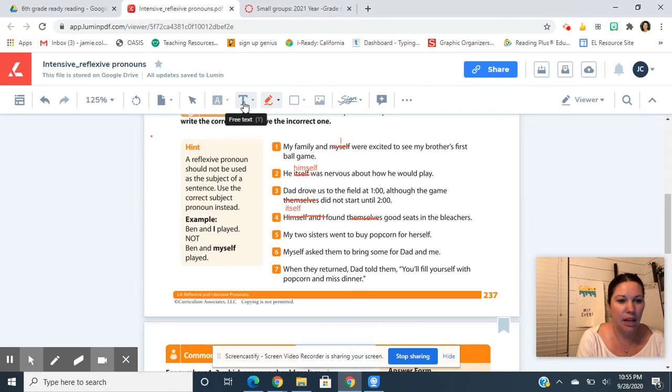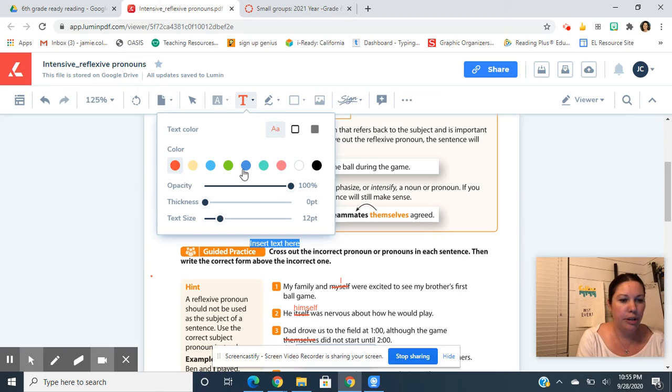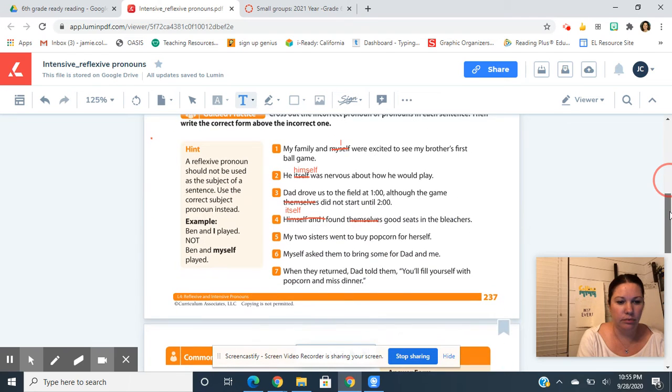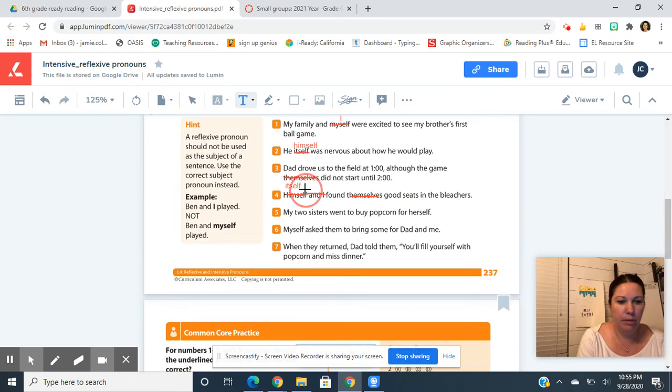That would work best. So let me do my text here, and I'm going to change the color actually of our text since it's so close to the other one, just so we can see the difference. Okay, so let me put that here. Well, I don't want to write there. Now it's over my words. Let me get rid of that. We'll go up a little bit. There we go. And we're going to change it to he and I. Whoops, capital I. So he and I found blank good seats in the bleachers.